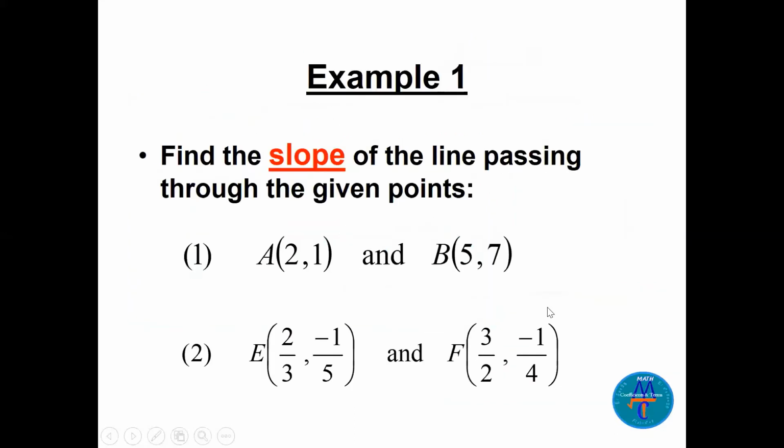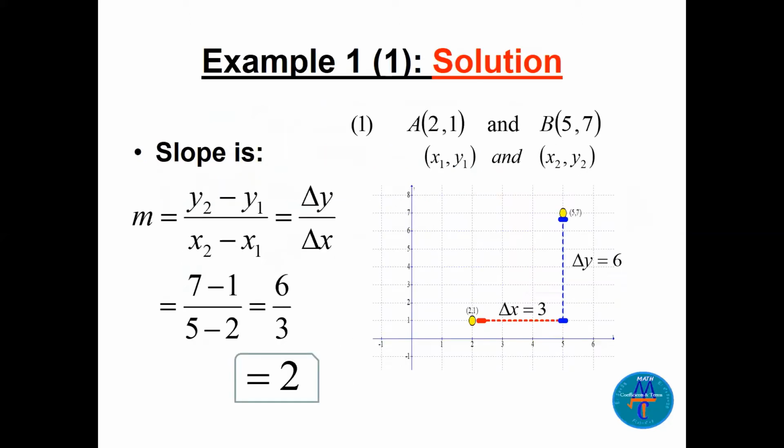Example 1, find the slope of the line passing through the given points. A(2,1), B(5,7). This is easy numbers, integers, and this is a fraction. Let's see the first one. Just directly, I put A and B. The first one I can call it x1, y1. Second point is x2, y2. So M will be y2 minus y1, 7 minus 1 here, divided by 5 minus 2. So 6 over 3, it is 2. So this is the point 2, 1, it goes to 5, 7. So the slope is positive. This is the change in the x, this is the change in the y.